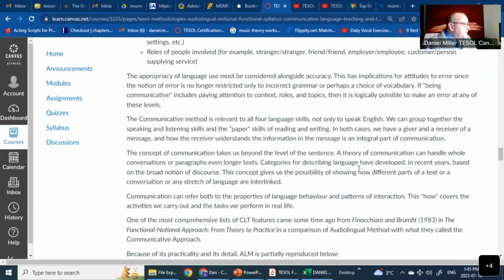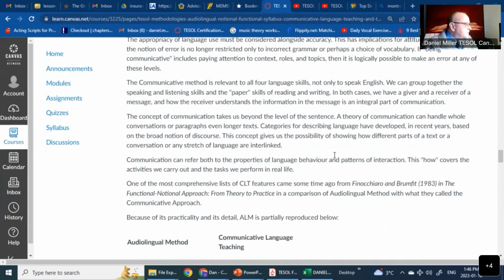The communicative method is relevant to all four language skills, not only to speaking English. We can group together the speaking and listening skills and the paper skills of reading and writing. In both cases, we have a giver and a receiver of a message, and how the receiver understands the information in the message is an integral part of communication. The concept of communication takes us beyond the level of the sentence. A theory of communication can handle whole conversations or paragraphs or even longer texts.